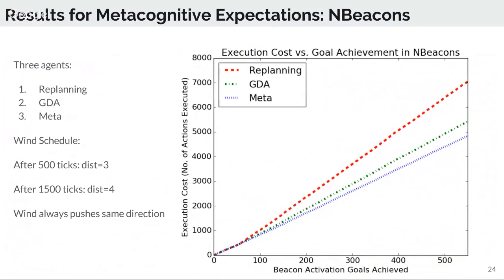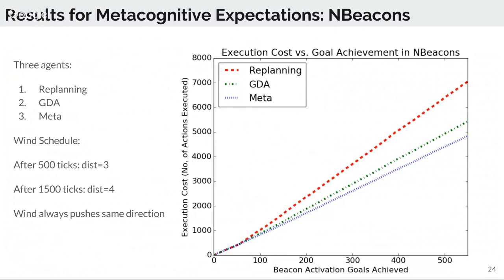So what we see is that we actually get a lower execution cost per goal achieved. So the y-axis here is execution cost, which is measured in number of actions executed. The bottom is the number of goals achieved. And so at the very beginning, they're all equivalent because there's no wind.